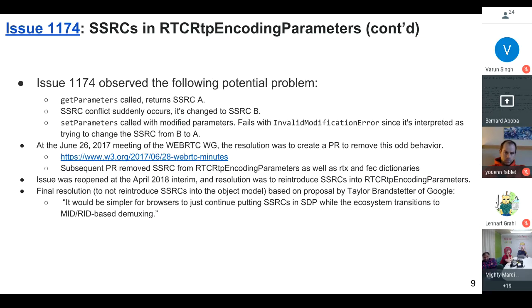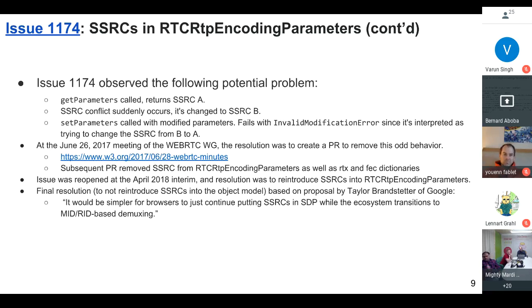Now, issue 1174 observed the following potential problem. You called get parameters, like RTP sender get parameters, and it returned SSRC A. Then there was a conflict, and somehow that changed to SSRC B. And then the question was, what would happen if you then called set parameters with modified parameters? You change something like scale resolution down by, you call set parameters, and the SSRC doesn't match. At the time, this was interpreted as failing with an invalid modification error, since it was a read-only parameter and it didn't match.